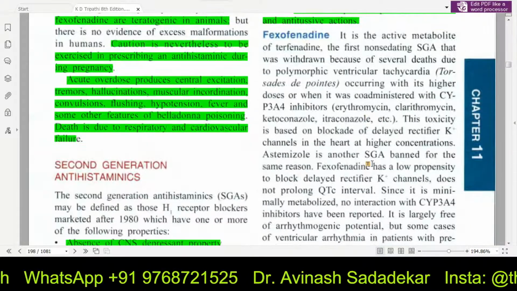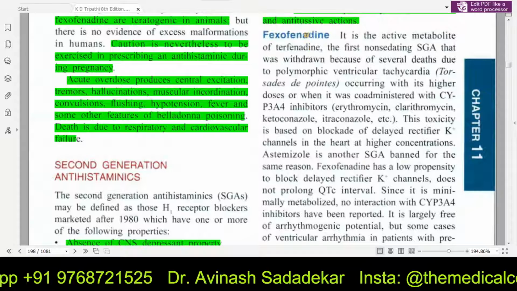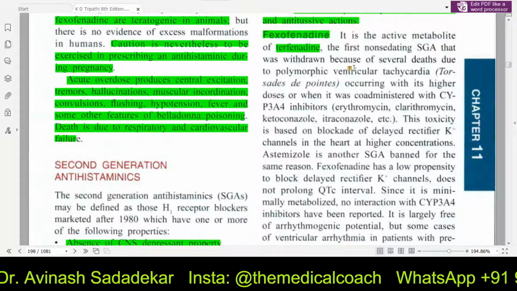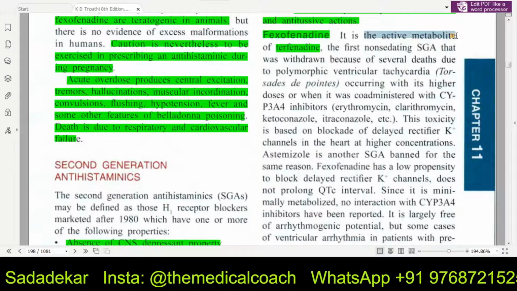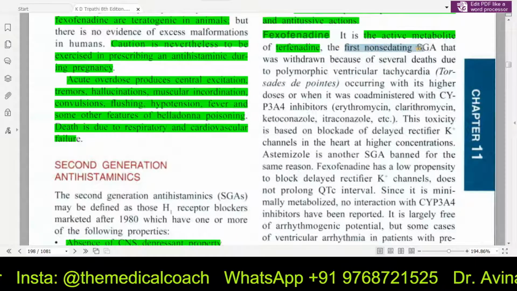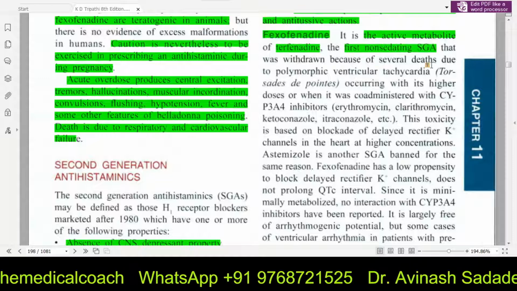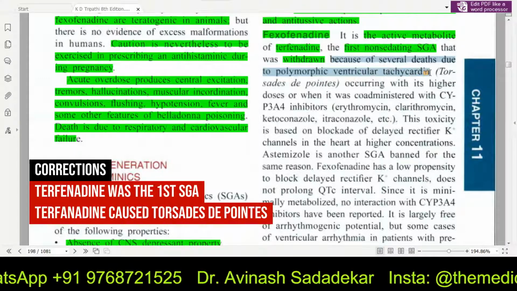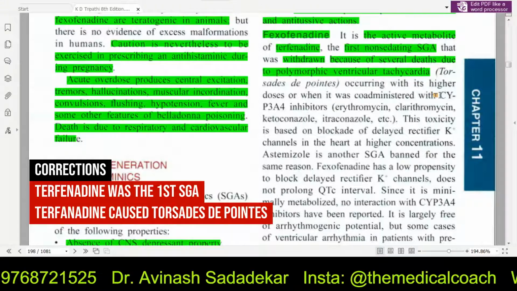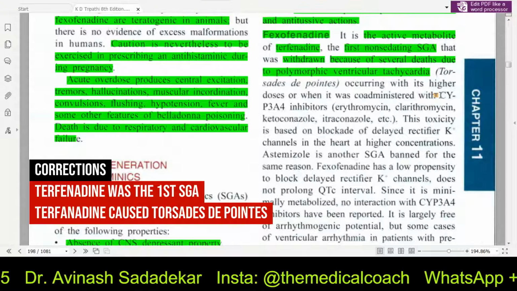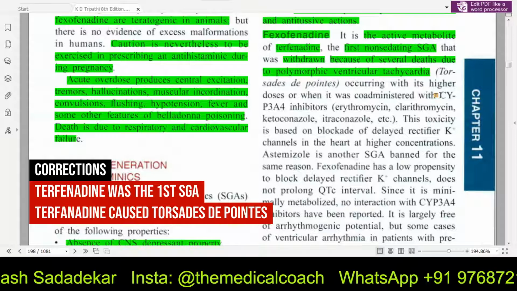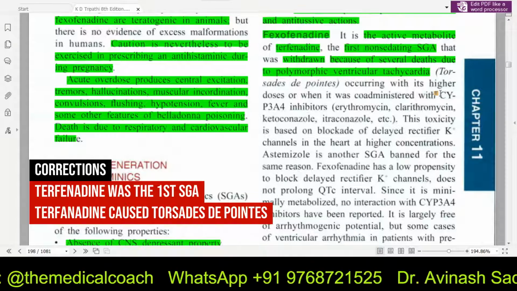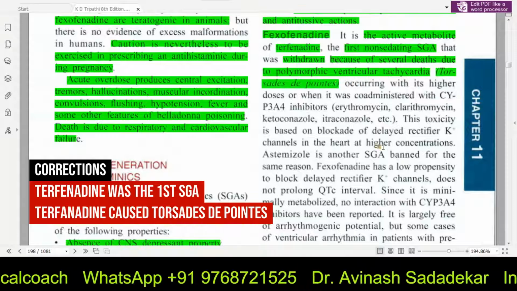Now, as far as we are concerned, please have a look at fexofenadine. There was this older preparation called terfenadine. This is the active metabolite, the first non-sedating second generation antihistaminics. The problem with terfenadine was it caused deaths because of polymorphic ventricular tachycardia. The QRS complex changes, hence polymorphic ventricular because the problem is the ventricles, and tachycardia because the heart rate rises. Torsades de pointes, that's what we call it.